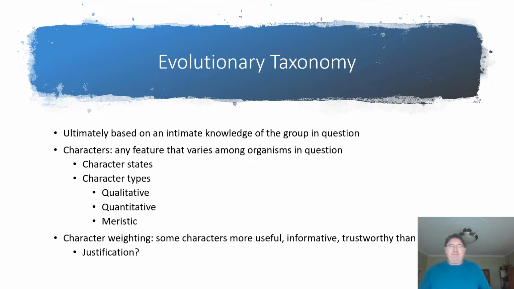Now, another aspect of evolutionary taxonomy, which turned out to be one of the huge bugaboos and just taboos, if you will, when the phoneticists came to the fore, was the idea of character weighting. So in this case, evolutionary taxonomists said, well, if a character is anything that varies amongst organisms, some of these variations might be very trivial.